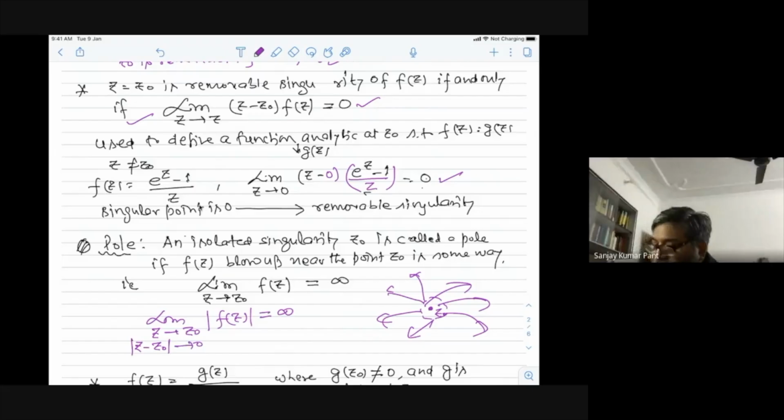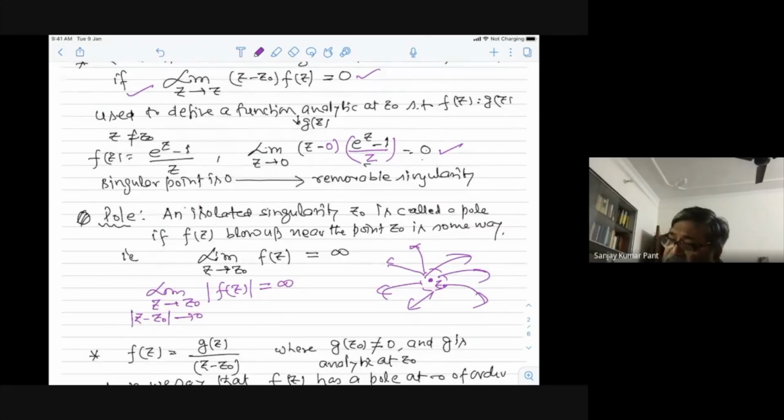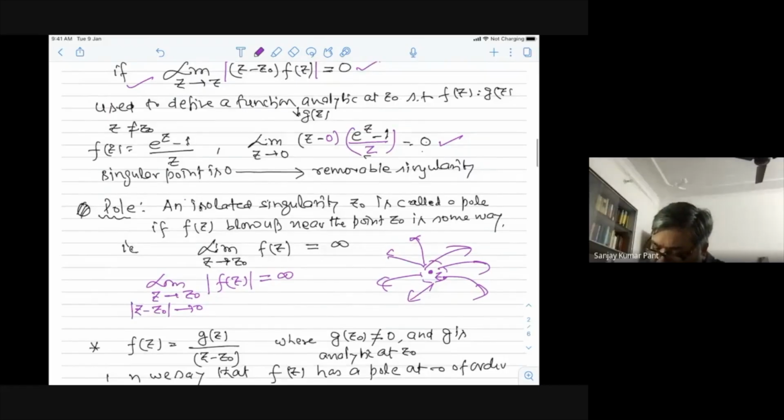So f(z) goes to infinity. This is why I'm saying modulus, because the limit is only meaningful with respect to a metric in general. Here, the complex plane is already a metric space with the usual Euclidean metric. We will not mention modulus all the time, but you must understand that whenever I am talking about the limit, I'm taking that limit in the sense of modulus. Anyway, this is not the main point here.